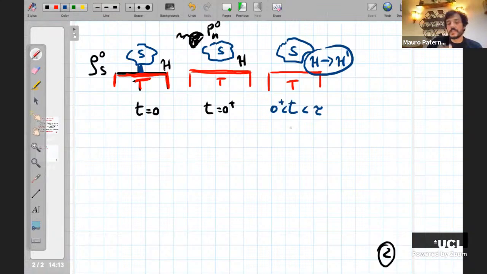In the end, I interrogate the system again. The environment is no longer particularly helpful, so I can avoid drawing it. But I perform a second measurement at this stage, with another detector, and this time I wonder what is the probability that I find my system in a new energy eigenstate, let's call it P_k.